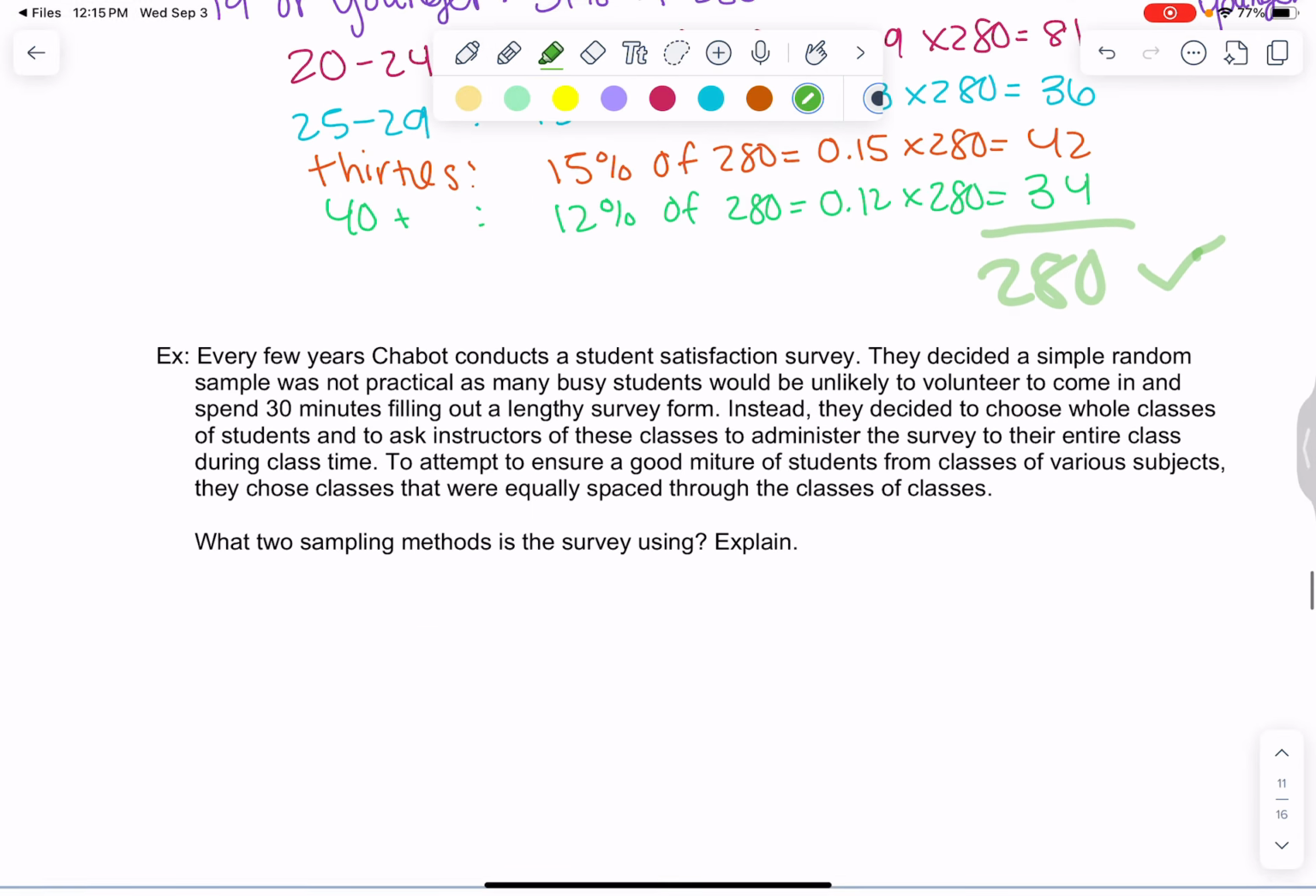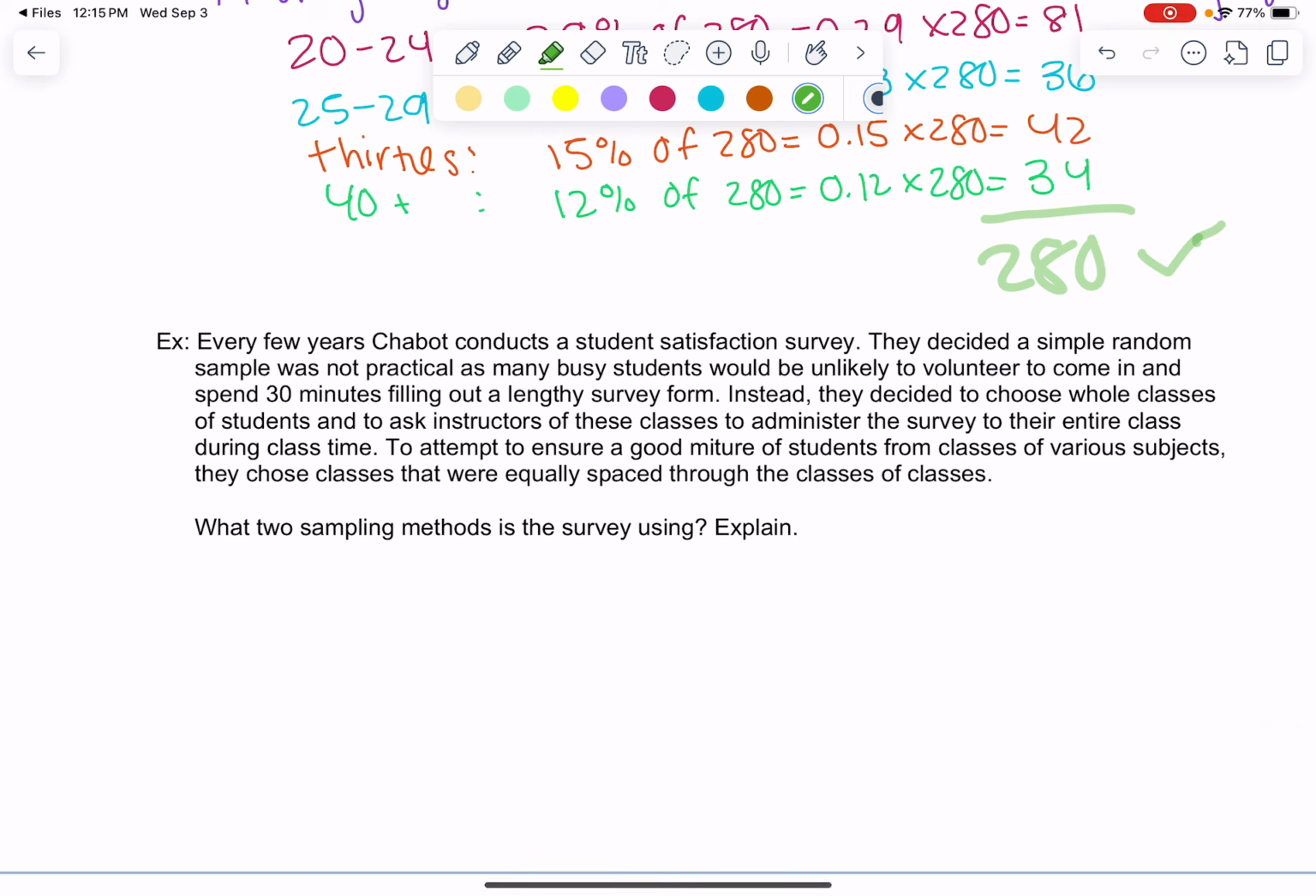So our last example is just looking at a student survey at Chabot and figuring out what methods. They're actually using two different methods in this survey. And some of you may have done this survey. They do it every couple years at Chabot. So your class may have been picked before. So we decided at Chabot that simple random sampling is just not practical. We're trying to get this survey out to all the students, and trying to find you guys to come in and take a survey, randomly select students and get you to still come in, right? It's 30 minutes. Most of you are not going to come in.